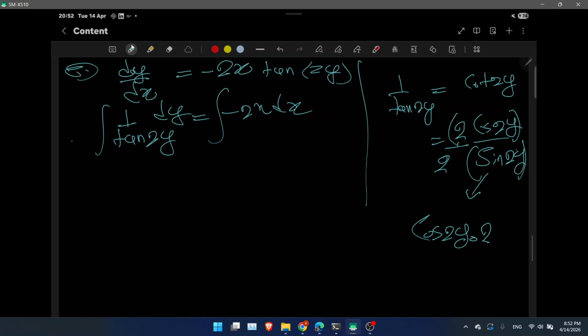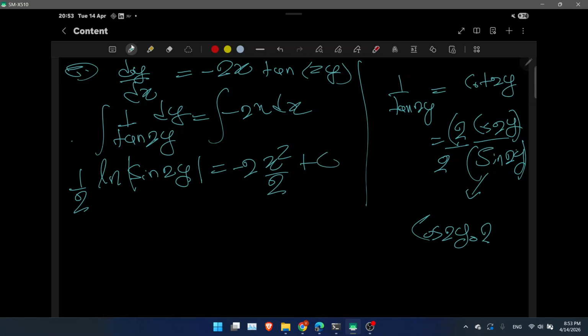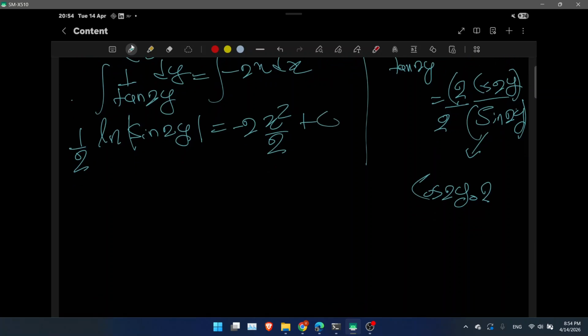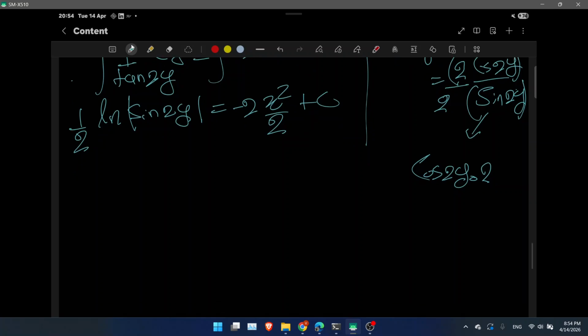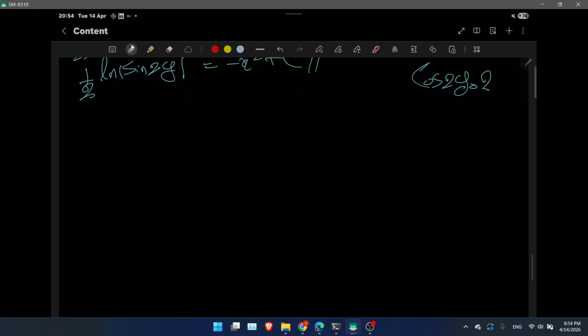So the integration of 1 over tan 2y is just 1 half, we can put the constant, no problem, ln sin 2y, is equal to minus 2. To integrate x, it's x squared over 2 plus c. So now the final solution is 1 over 2 ln sin 2y is equal to minus x squared plus c. So this is the final answer.